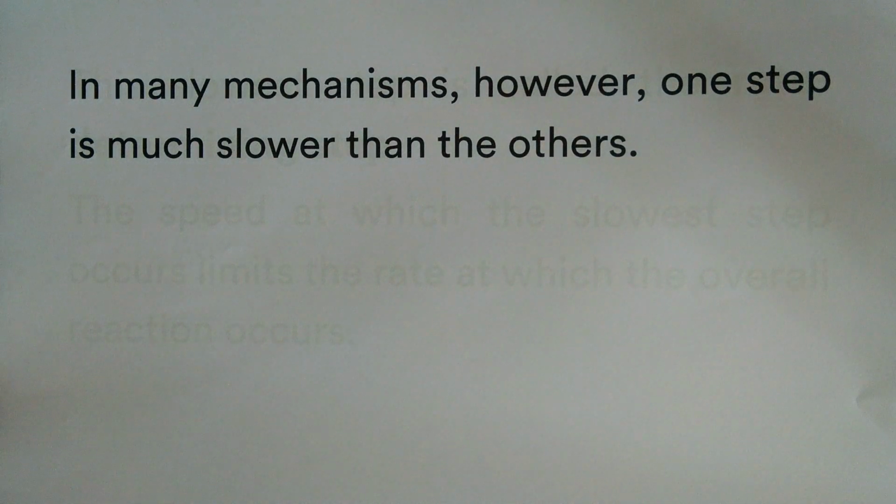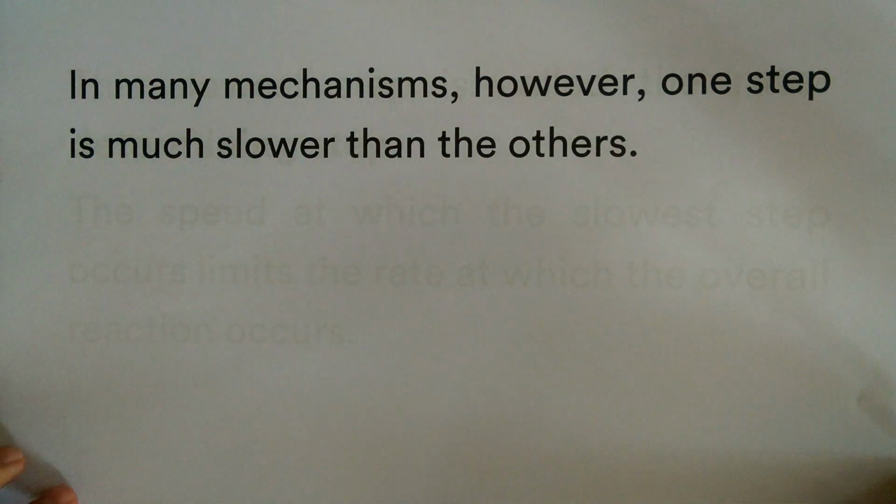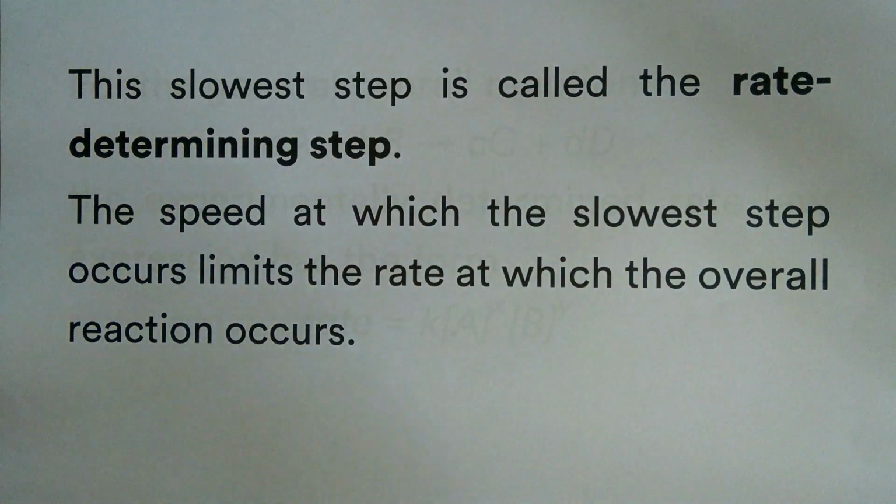In many mechanisms, however, one step is much slower than the others. Take note, an overall reaction can never occur faster than its slowest elementary reaction step. The slowest step is called the rate determining step. The speed at which the slowest step occurs limits the rate at which the overall reaction occurs.